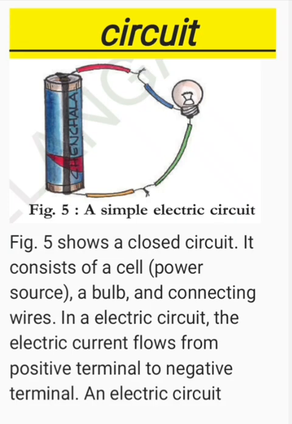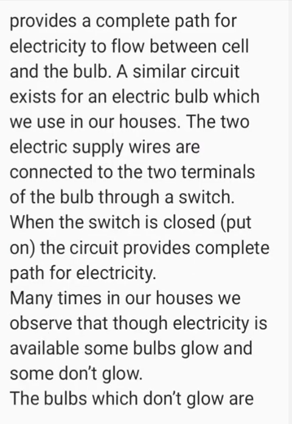So now, our today's topic is circuit. Fig. 5 shows a closed circuit. It consists of a cell, power source, a bulb, and connecting wires. In an electric circuit, the electric current flows from positive terminal to negative terminal. An electric circuit provides a complete path for electricity to flow between cell and the bulb.